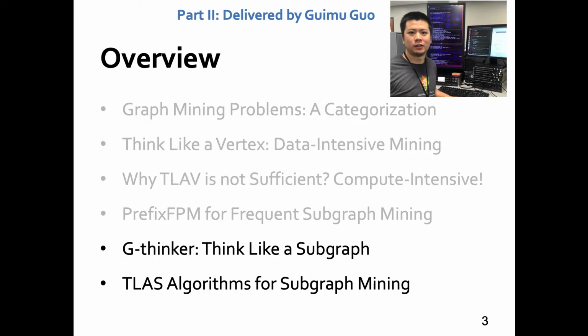Part 2 will be presented by my PhD student Guimu Guo, where he will walk through the design of our G-Sync system that follows a think-like-a-subgraph programming model, followed by an introduction on how to write parallel graph mining algorithms on top. Guimu will also be concluding this tutorial.